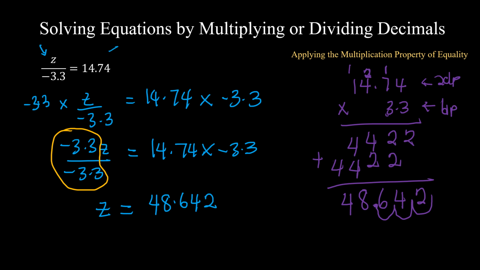Now let's see if we estimated this, if we would get around there. 14.74 is about 15. And our answer here, sorry, let me backtrack. Our answer should be negative because a positive times a negative is a negative. So here we have 14.74, which is about 15, and here we have negative 3.3, which is about negative 3. So we have about 15 times negative 3, which is around negative 45. Okay, so this seems like a decent answer. Seems like it's right.